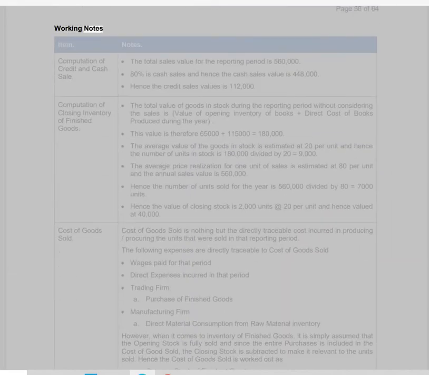Working notes. Item. Notes. Computation of credit and cash sale. The total sales value for the reporting period is 560,000. 80% is cash sales, and hence the cash sales value is 448,000. Hence the credit sales value is 112,000.